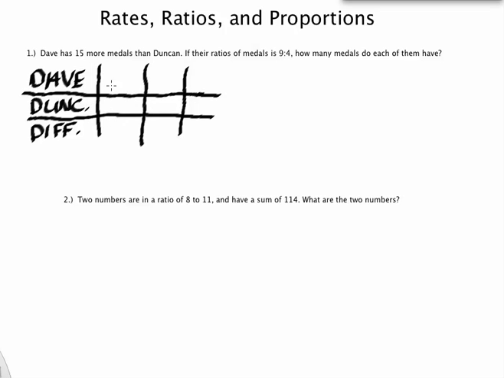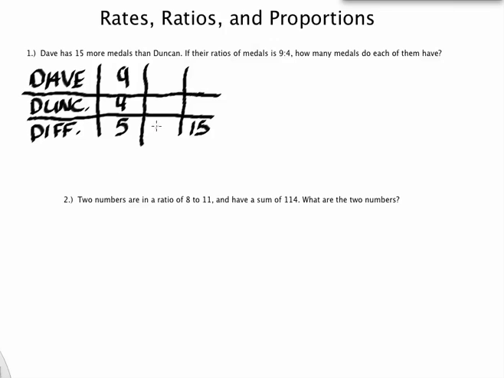Alright, so we'll fill in the ratio here with Dave to Duncan. Remember, Dave was listed first, so Dave has 9. Duncan has 4. And the difference is 5. The ultimate difference that we want in the last column over here is 15. So I need to ask myself, what did I multiply 5 by to get to 15? And the answer is 3.